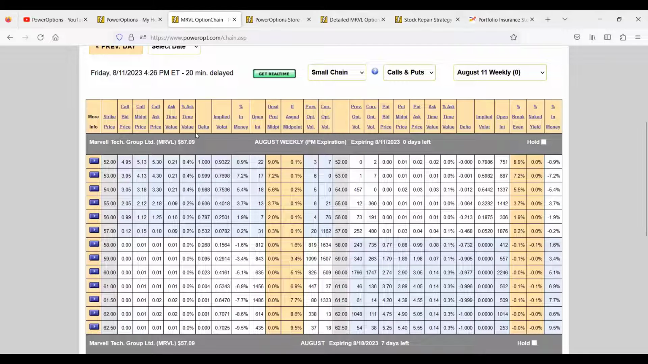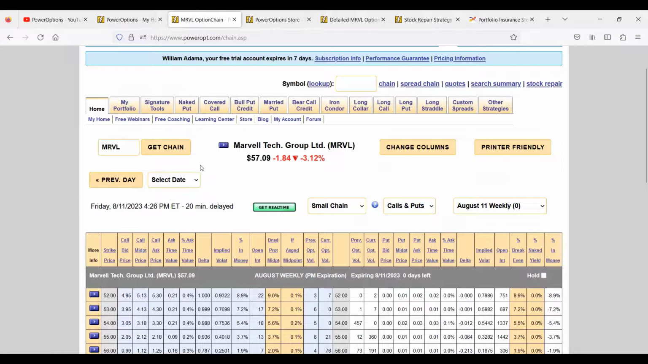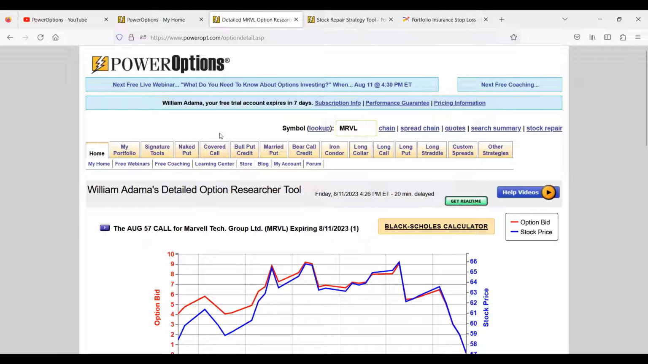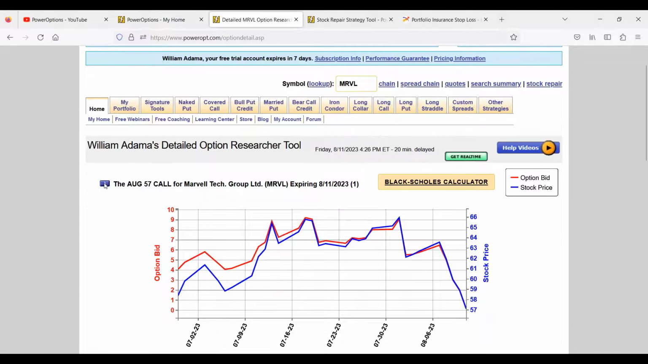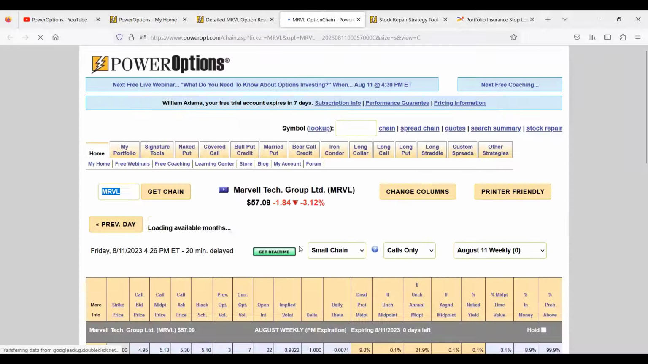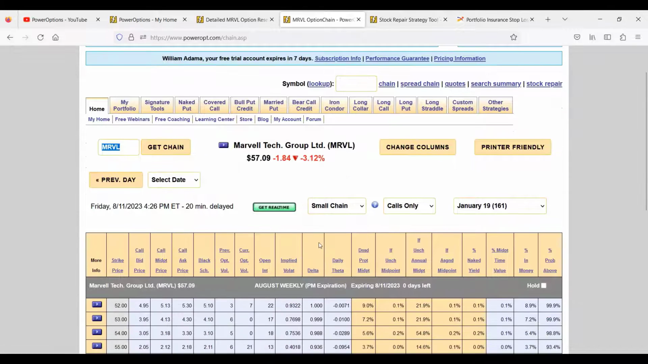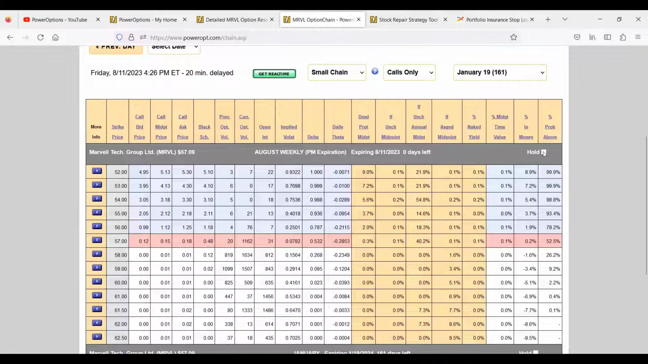All right? So those are the two ways you can do it, with the historical service or using the call research tool for options that are currently trading. And yes, I should have left that up. I didn't. Let me see if I go back to the option chain. Good. So to answer your other question, I'm sure this is one of them. January 19th, 161 days away.